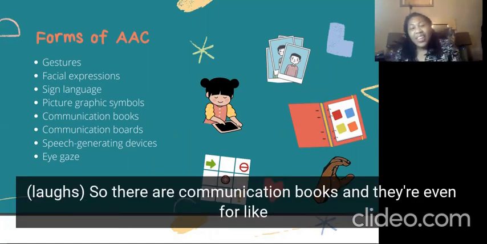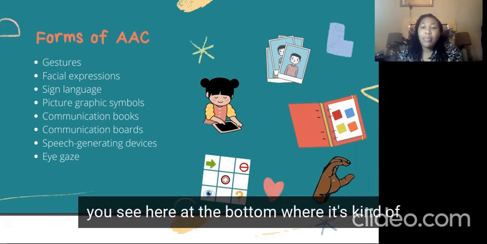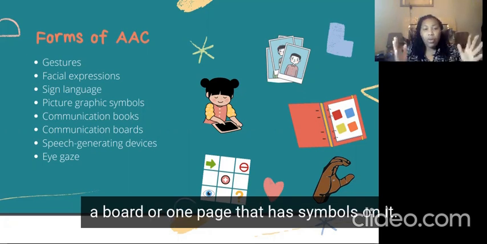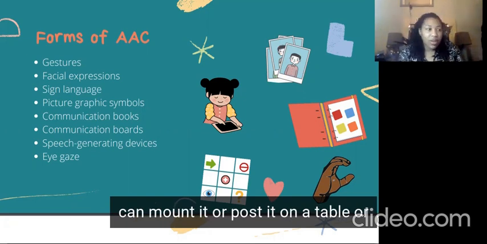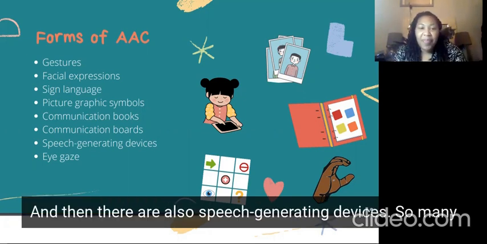So there are communication books, and there are even boards like you see here at the bottom, where it's one page that has symbols on it. So you can either carry it around, or you can mount it or post it on a table or something like that. And then there are also speech generating devices.